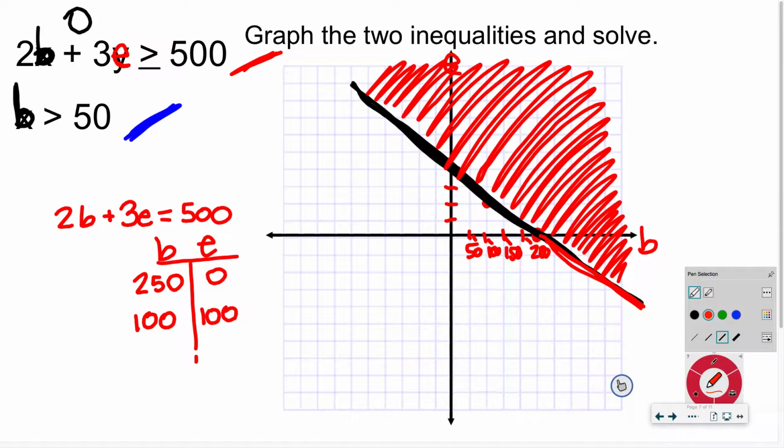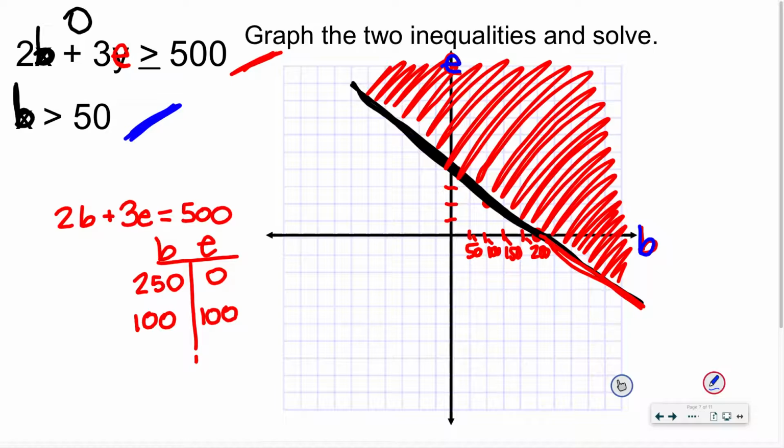What's our second inequality? How do I graph that? Who remembers what that's going to look like? B is greater than 50. It will be just horizontal. Where would the line be if it's horizontal? On the y-axis, because it's going through 0. Is it? How do you start at 50? Does it? No. Because look, our y-axis represents E, and our x-axis here represents B.